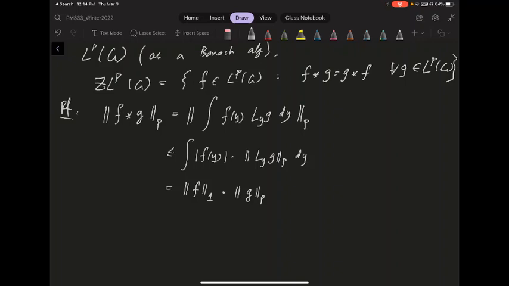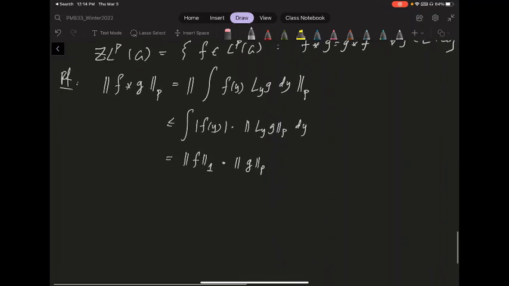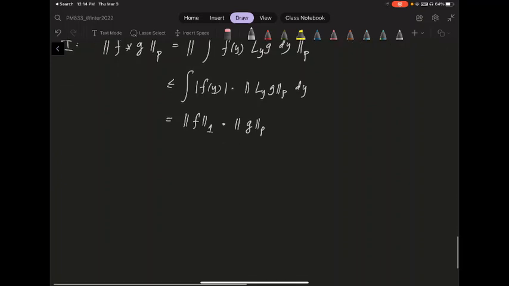That usually doesn't make the Lp space a Banach algebra. But the good thing about G being compact is that you can normalize your Haar measure so that the integral of mu over G becomes 1, so it's a probability measure. Because of that, the L1 norm is less than or equal to the p norm, times the p norm of g. This really follows from mu of the entire space being equal to 1. Some basic measure theory.